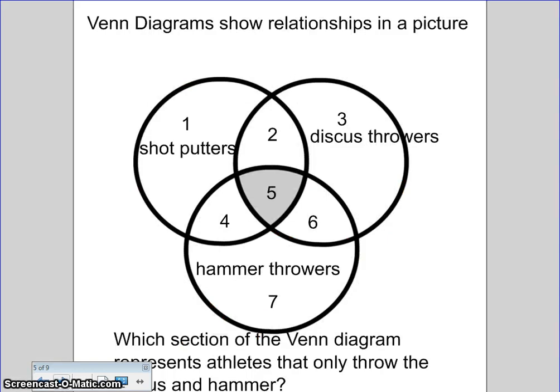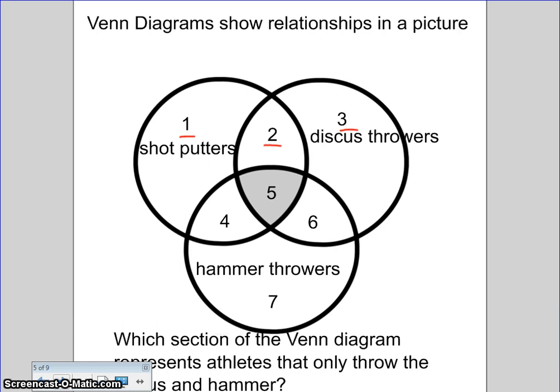All right, there's always a Venn diagram or two on the SOL test. I've got one here that talks about shot putters, discus throwers, and hammer throwers. Those numbers that are in the sections do not represent actual number of kids. Those are numbers that represent that section. In other words, I just labeled them section 1, section 2, section 3, and so on.